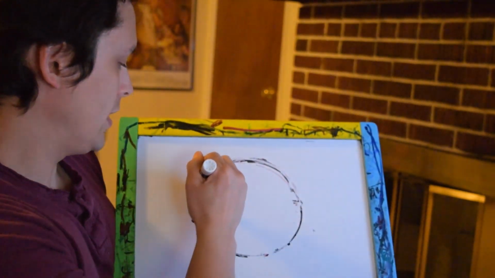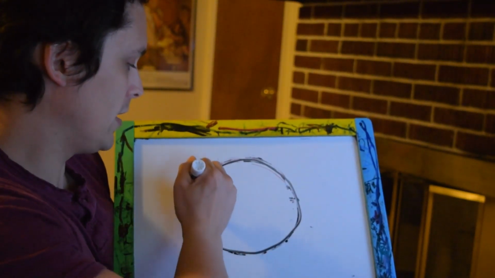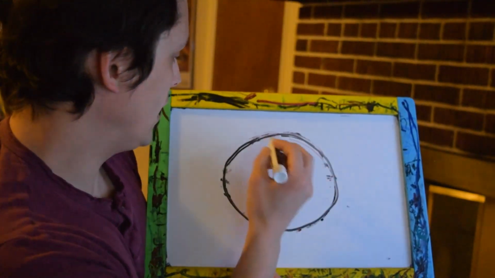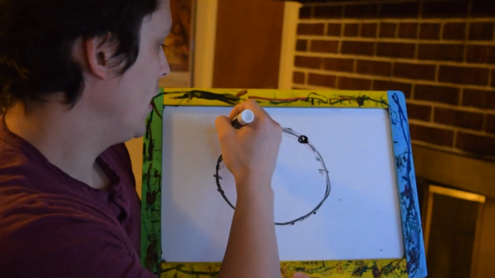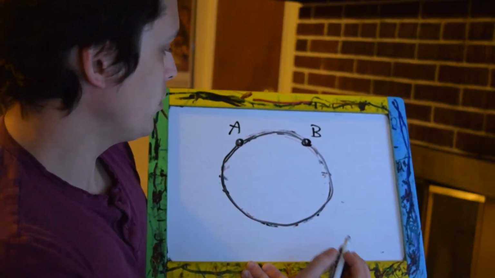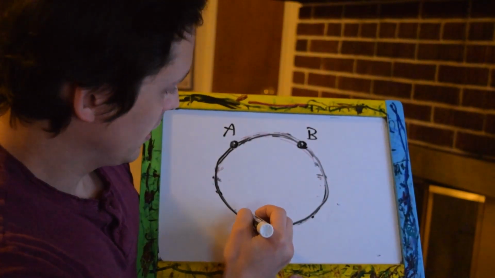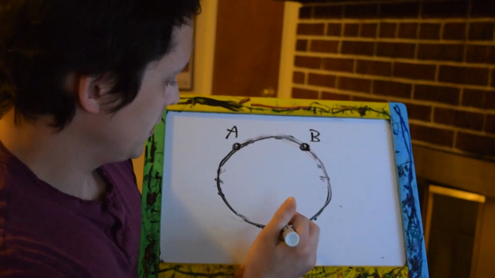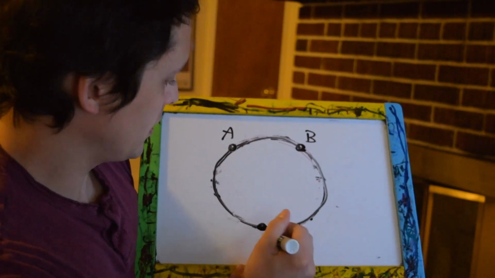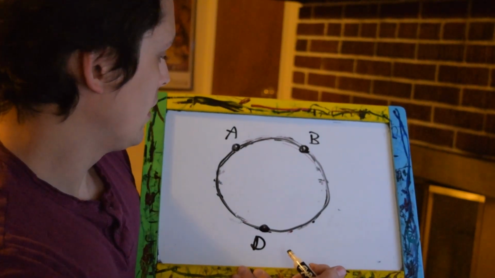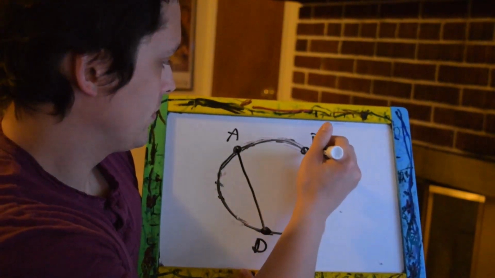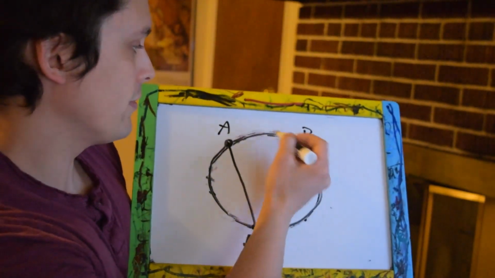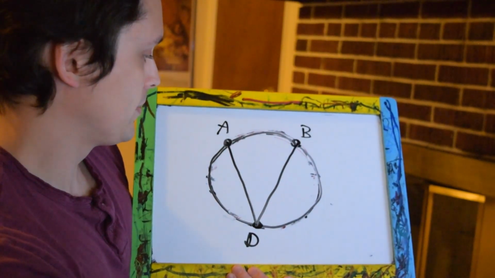So we have a circle. I'm going to redraw the outside there. We have 2 points, A and B. And once again, what we're trying to prove here is if I just pick some random-ish point over here, we'll call that point D, that if I connect these together, I want to prove that this angle is exactly half of this arc measure.